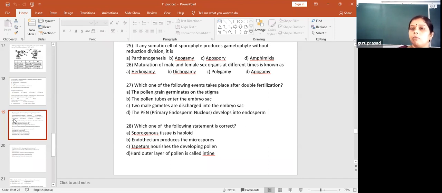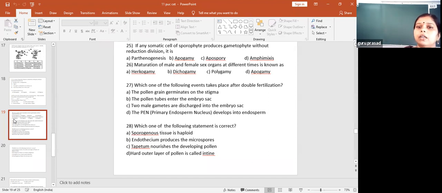So which is the correct option for this question? Dichogamy. It means the male flower's anthers mature and produce male gametes at one time, and female gamete production happens at another time. When the two times do not match, self-pollination does not happen; cross-pollination happens. So dichogamy is the correct option for this question.